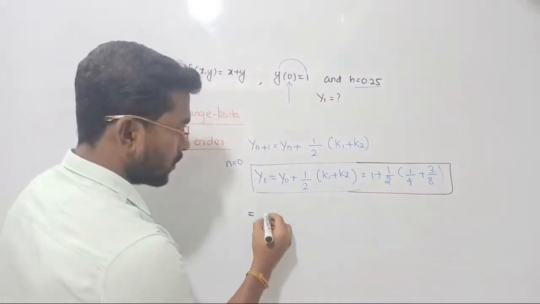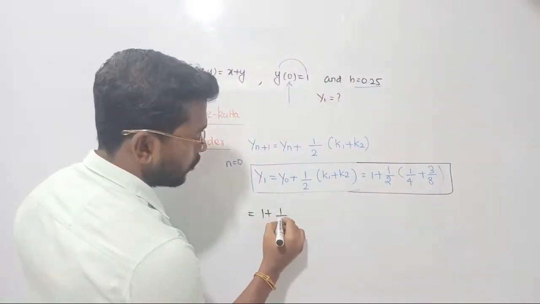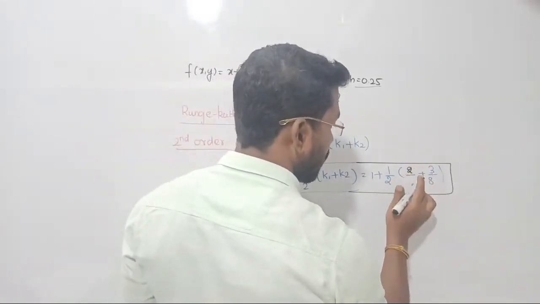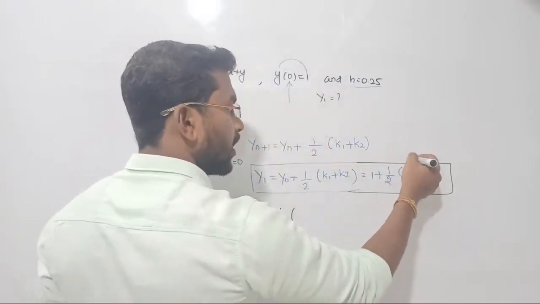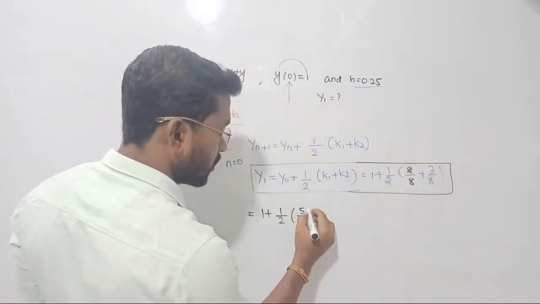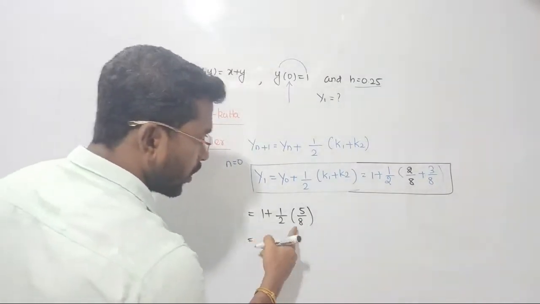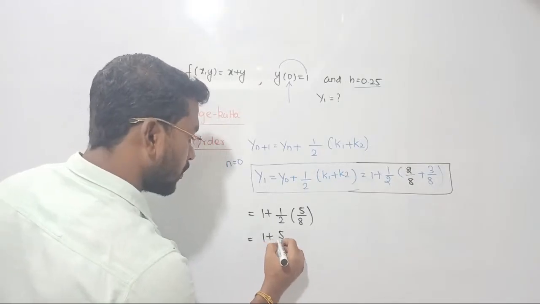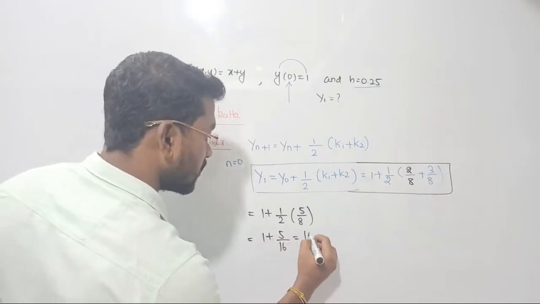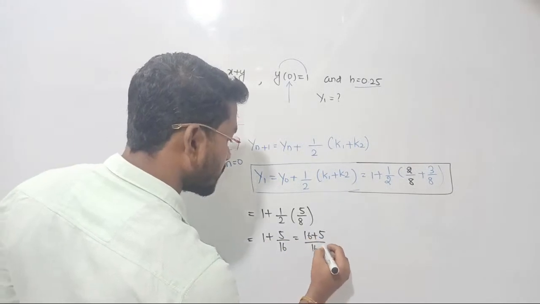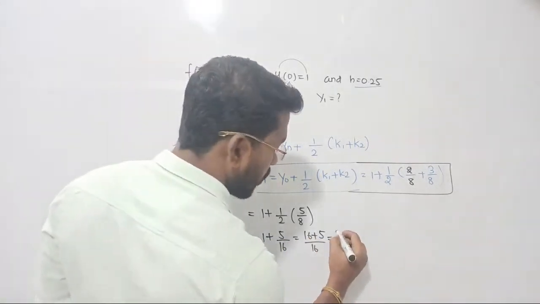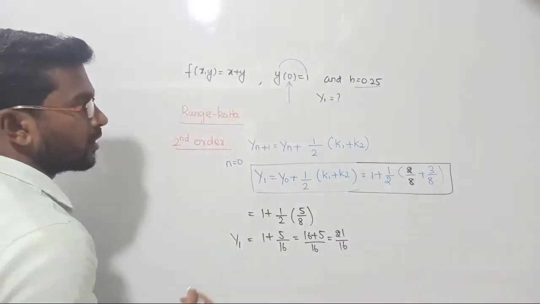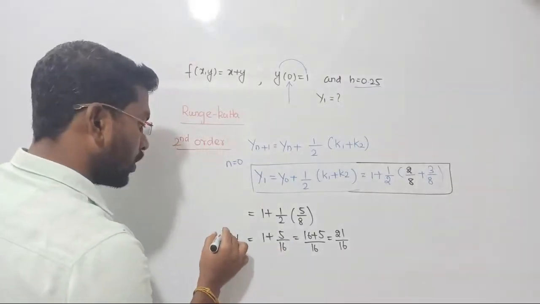Yeah, let's proceed. Just 1 plus 1 by 2 in bracket. Shall we take the LCM? I am just taking numerator multiplied by 2, denominator 2 into 4 will become 8, such that 3 plus 2 will become 5 upon 8. Clear? Now 2 into 8 becomes 16. Let me write step by step: 16 plus 5 upon 16, such that 16 plus 5 becomes 21. So 21 upon 16 is going to be the correct answer for y1. Clear? Because you are requested to find out the value of y1 only.